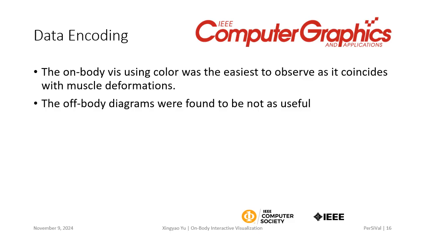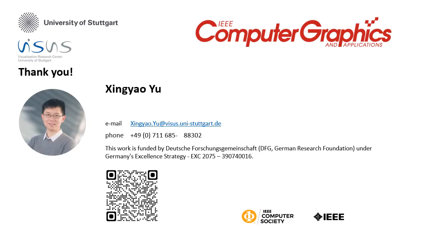For data encoding, we encoded muscle activation level into color of muscles rendered on the subject's arm, and also into around-body diagrams and text. The former caught more attention from the users as it coincides with muscle deformations. More detail can be found in our paper and supplemental videos.